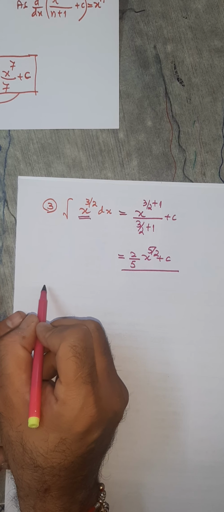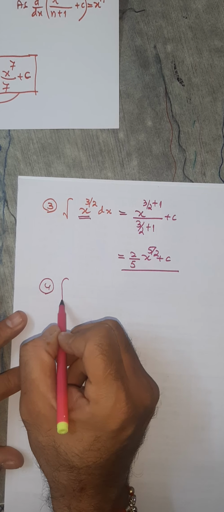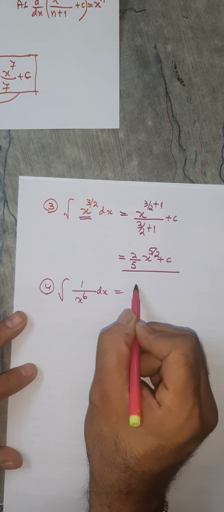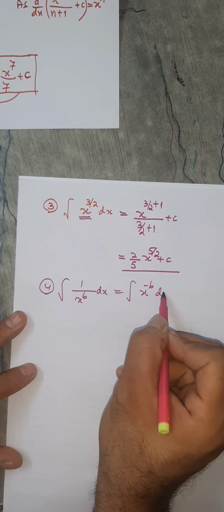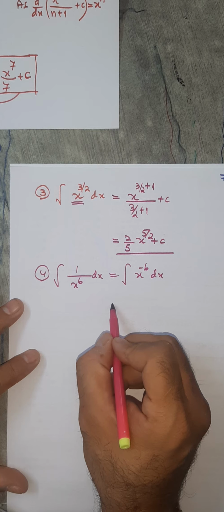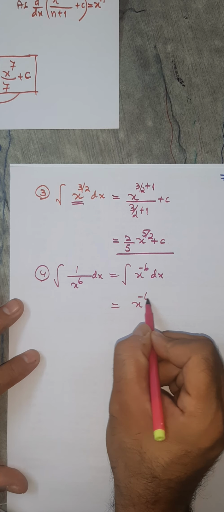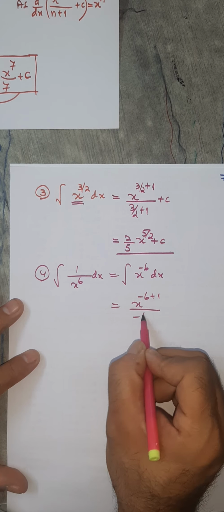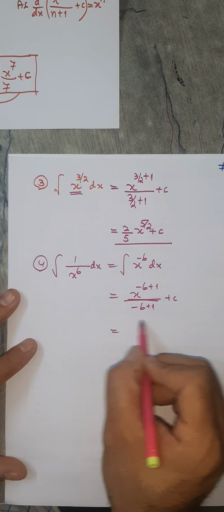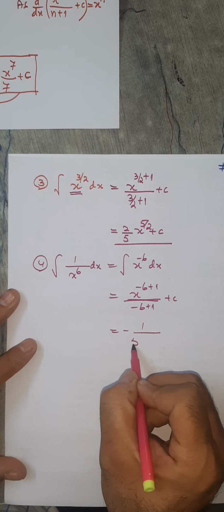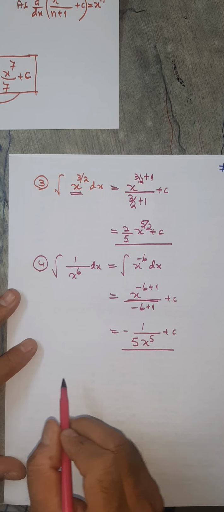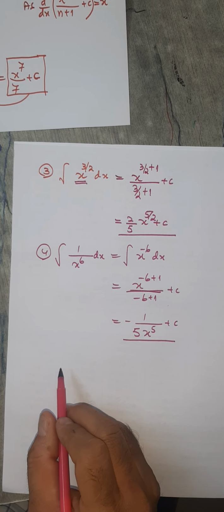Fine. Fourth one now. Let me write one more. Suppose I have 1 upon x raised to 6 like this. So this is the same as x raised to minus 6 here. Now same procedure, raise the power by 1. So if I raise the power by 1, x raised to minus 6 plus 1 upon minus 6 plus 1 plus c. And then this is minus 5. So minus 5, your power is also minus 5, x raised to minus 5 plus c. This is your answer.